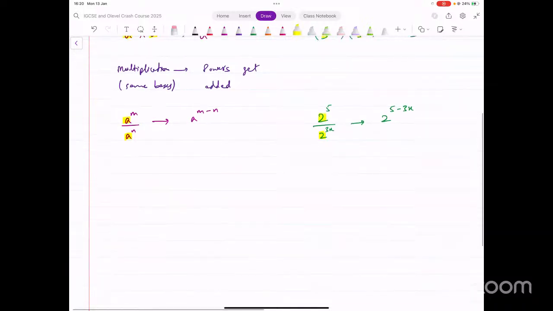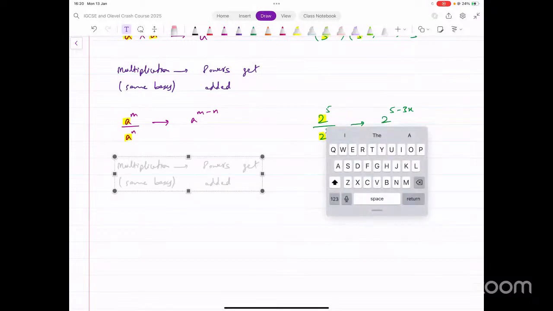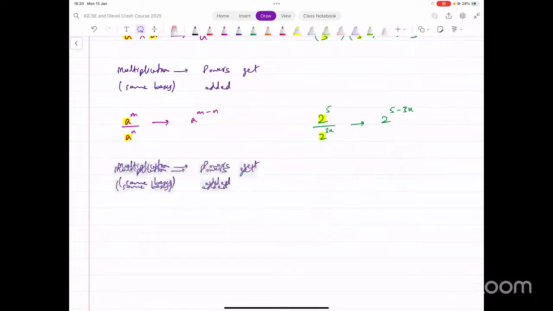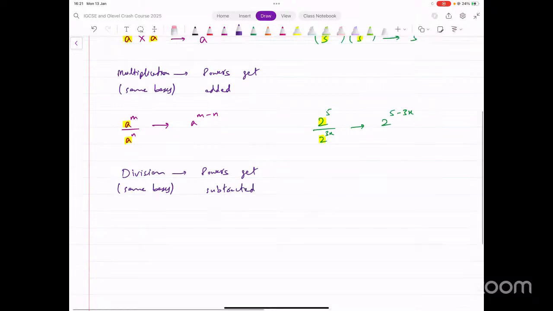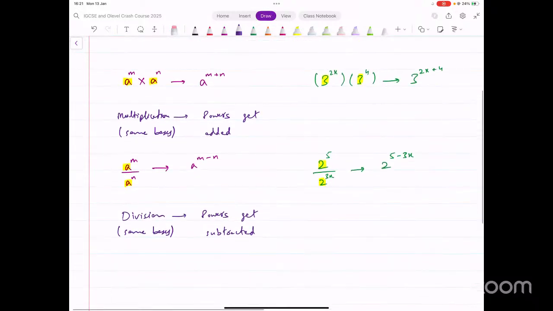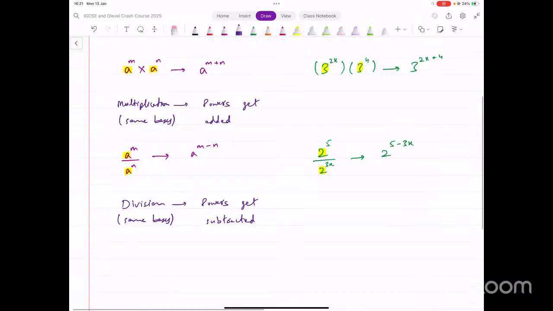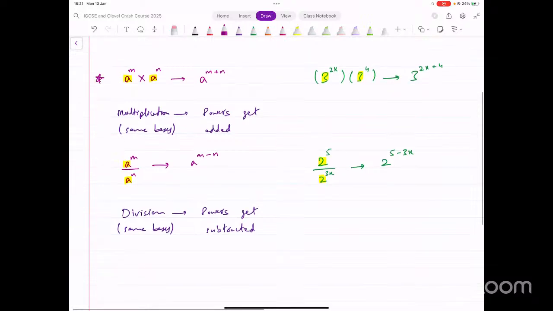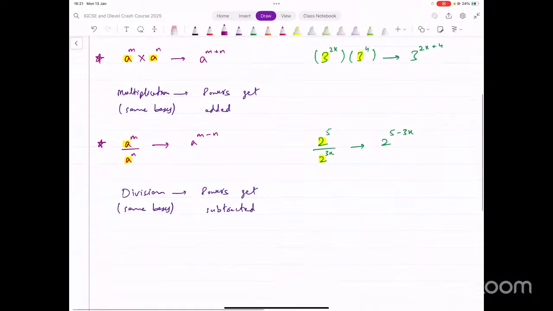So what's happening in this case? In the second rule, if you have division happening and the bases are the same, in case of division with same bases, powers get subtracted. Now, this was the first one, and this is the second one. These are two rules that you need to know about.